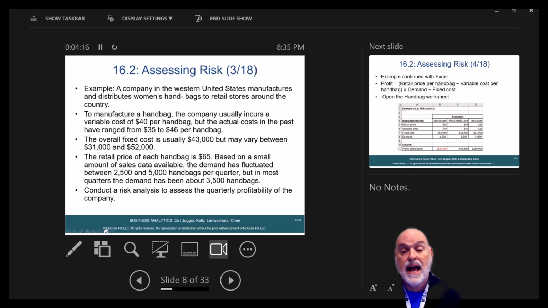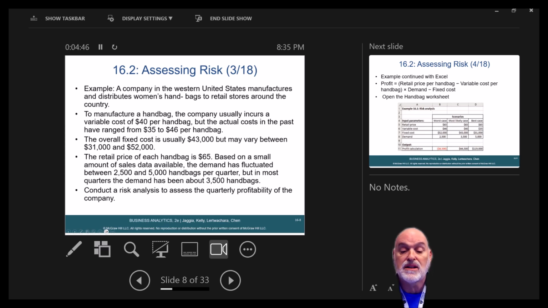Example: a company in the western United States manufactures and distributes women's handbags to retail stores around the country. To manufacture a handbag, the company usually incurs a variable cost of $40 per handbag, but the actual costs in the past have ranged from $35 to $46 per handbag. The overall fixed cost is usually $43,000, but may vary between $31,000 and $52,000. The retail price of each handbag is $65.